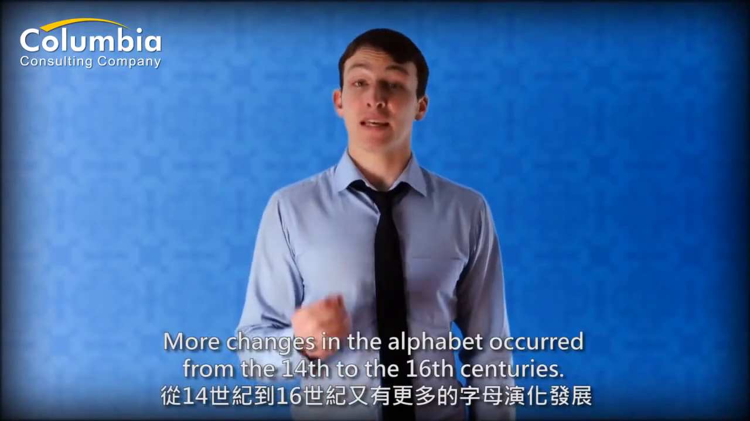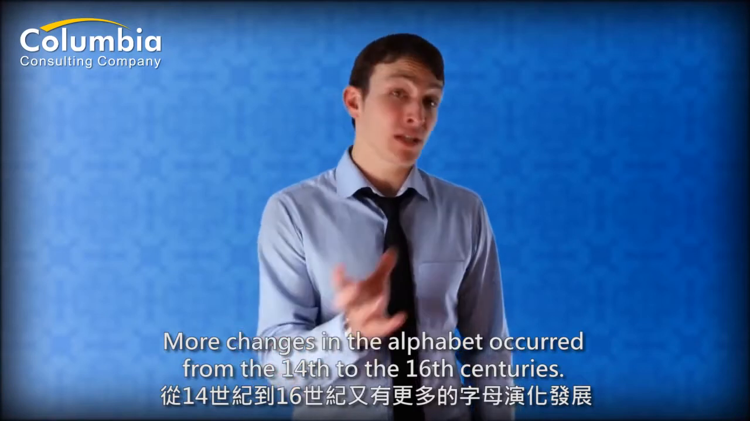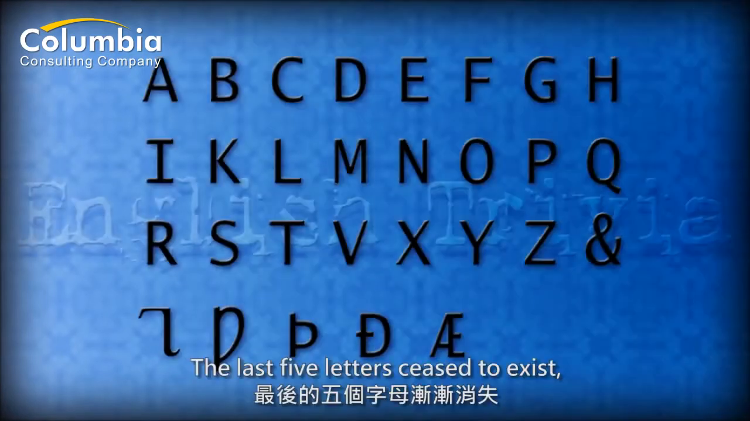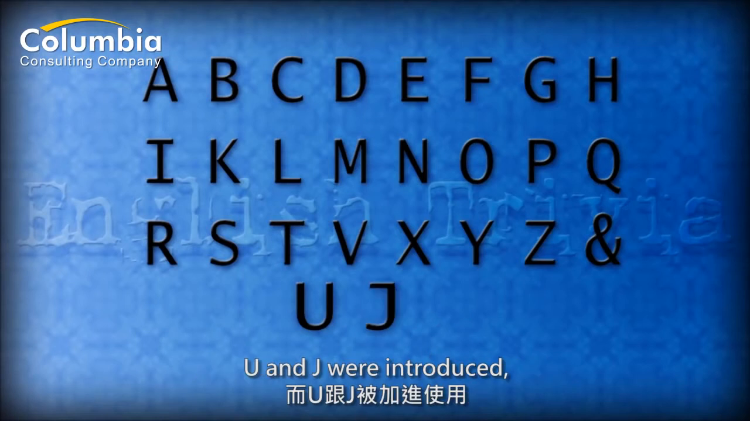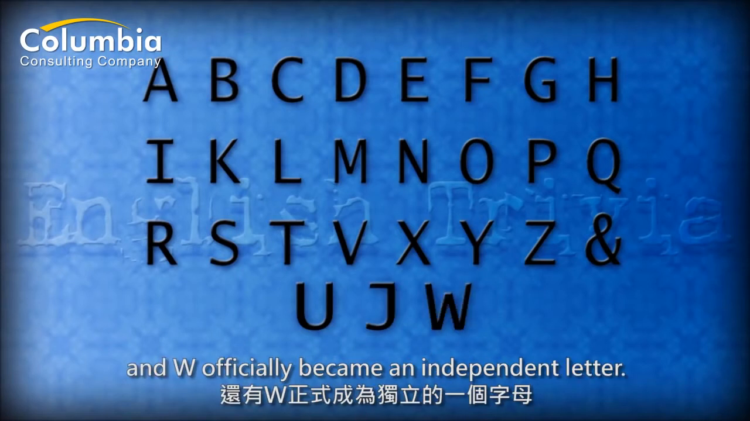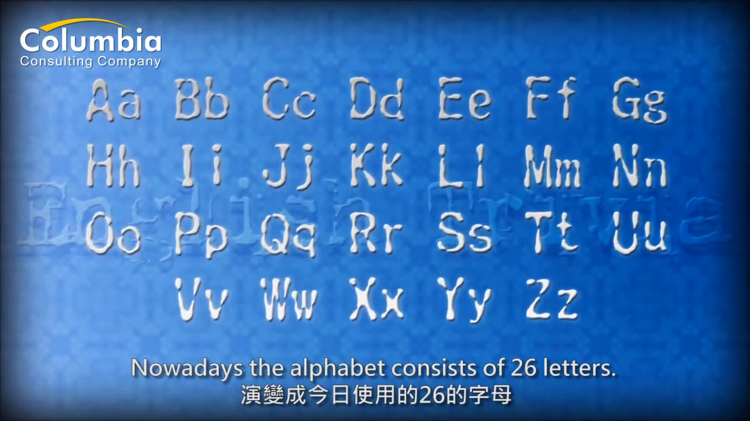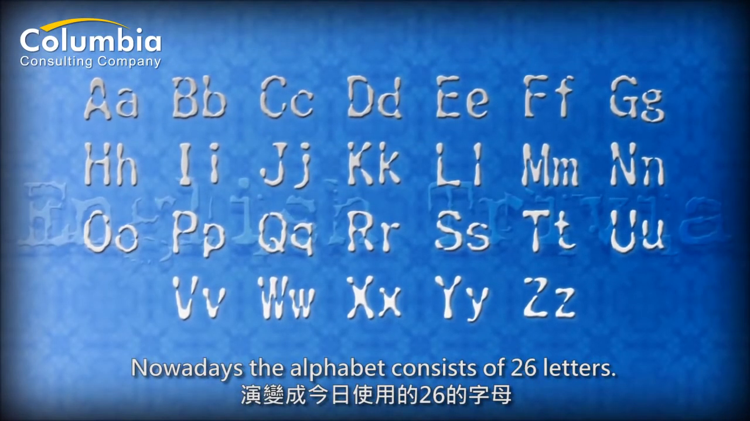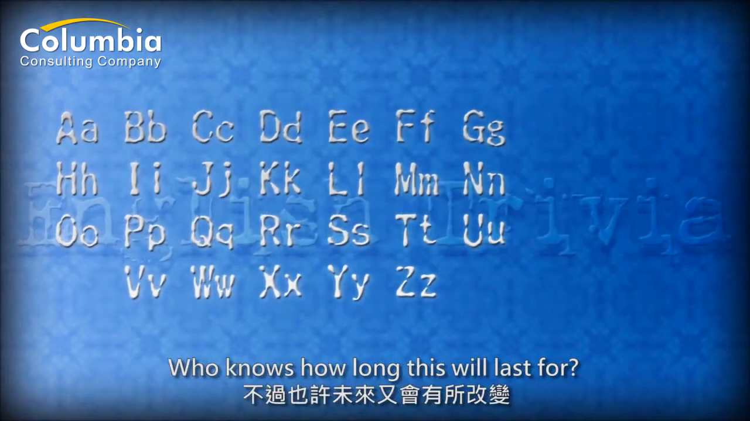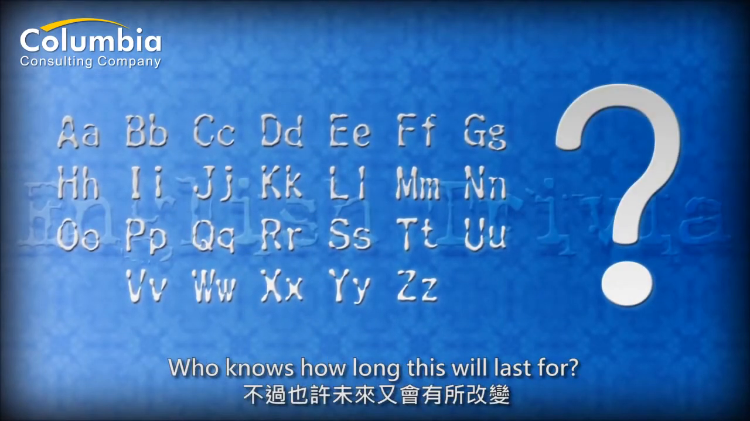More changes in the alphabet occurred from the 14th to the 16th centuries. The last 5 letters ceased to exist, U and J were introduced, and W officially became an independent letter. Nowadays, the alphabet consists of 26 letters. Who knows how long this will last for?